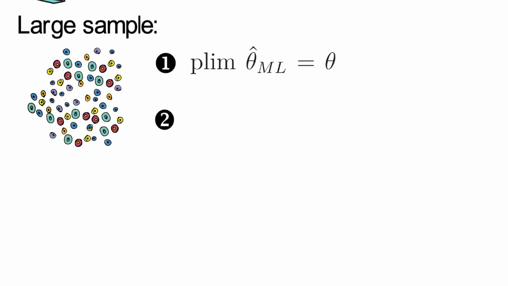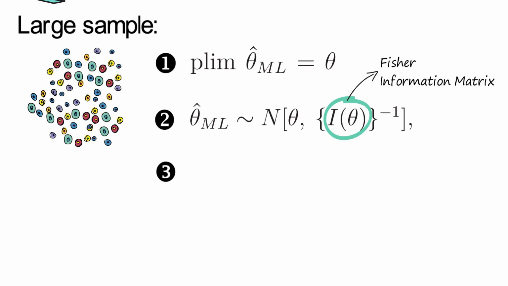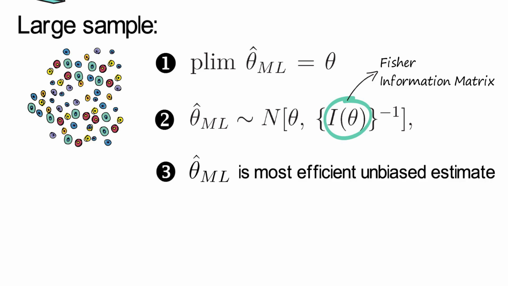Now second, the MLE is asymptotically normally distributed. That means that theta hat ML follows a normal distribution centered around the true population parameter theta and having the variance that coincides with the inverse of the Fisher information matrix. Third, the variance of the MLE fulfills the Cramér-Rao lower bound, which says that the MLE is the most efficient unbiased estimator. And remember, most efficient means it comes along with the smallest variance, meaning with the highest precision.